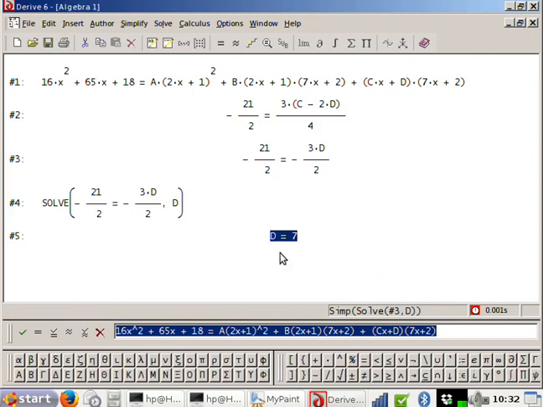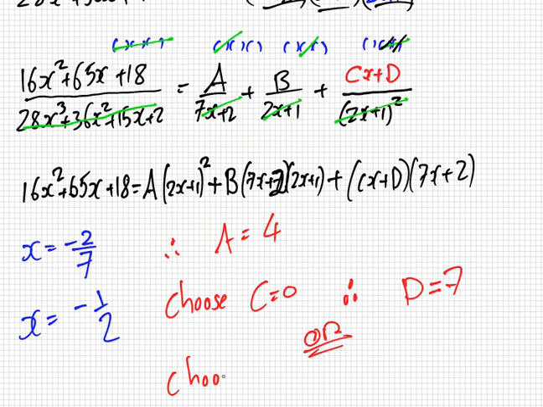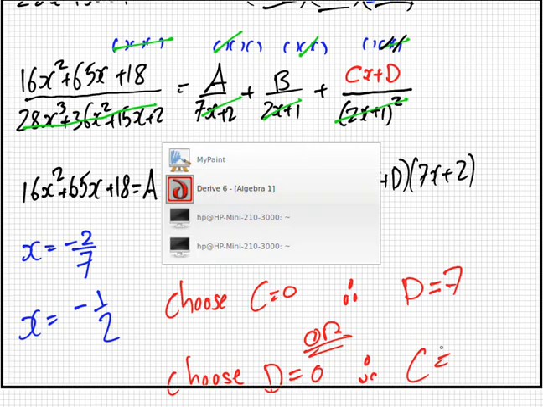So if I make C 0, then D will be 7. So here, choose the C to be 0. That would make the D equal to, what did I say? 7. Or, I could have chosen the D to equal 0, and therefore C would equal... So now already I have 2 possible answers to consider.